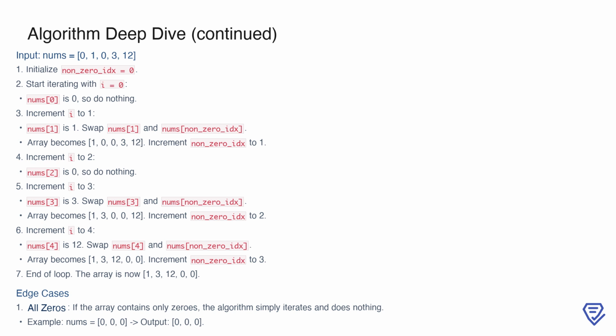At this point, the loop ends, and the array has been successfully rearranged. The zeros are now at the end, and the relative order of non-zero elements is preserved. This step-by-step process ensures correctness and efficiency.